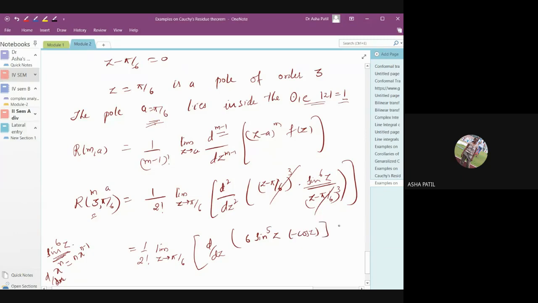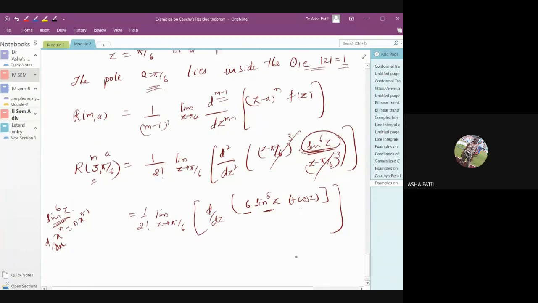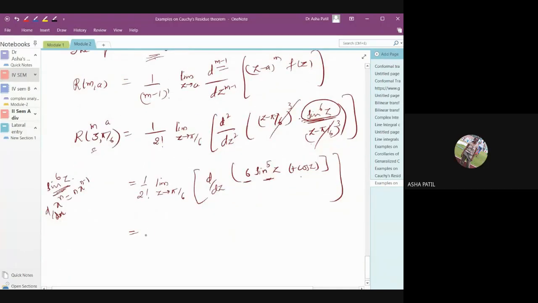Okay, so this is the first order derivative. This denominator has been cancelled. We are just differentiating sin^6 z, which is in the form of x raised to n. So derivative of x raised to n is n into x raised to n minus 1. But it is not just x or z here. It is a function of z. Again, we will differentiate sin z. What is the derivative of sin z? It's only cos, no? Derivative of sin z is, yes, cos. So 1 upon 2 factorial, limit as z tends to pi by 6.